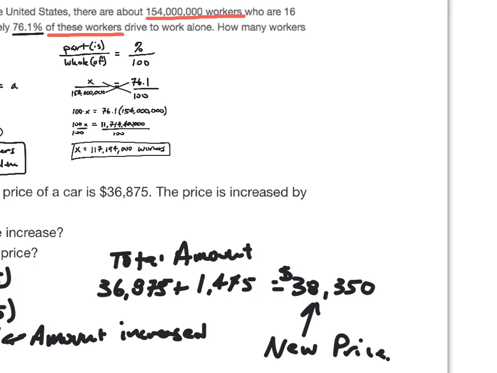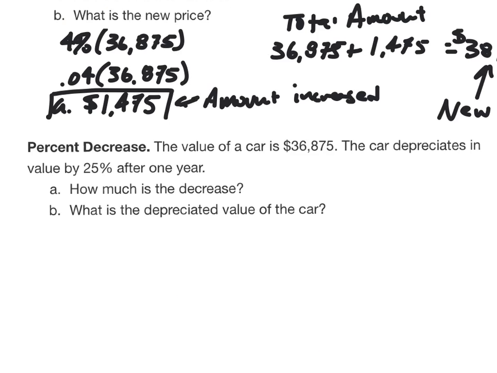Let's take a look at percent decrease. For percent decrease, we have a similar situation. When you buy the car, the car depreciates in value, meaning that you buy the car for this much, that's the most that the car is going to be worth. Over time, the value of that car goes down. Now, this is a pretty steep drop, going down 25% after 1 year, at least it seems like it. And what we want to know is, how much is the decrease.